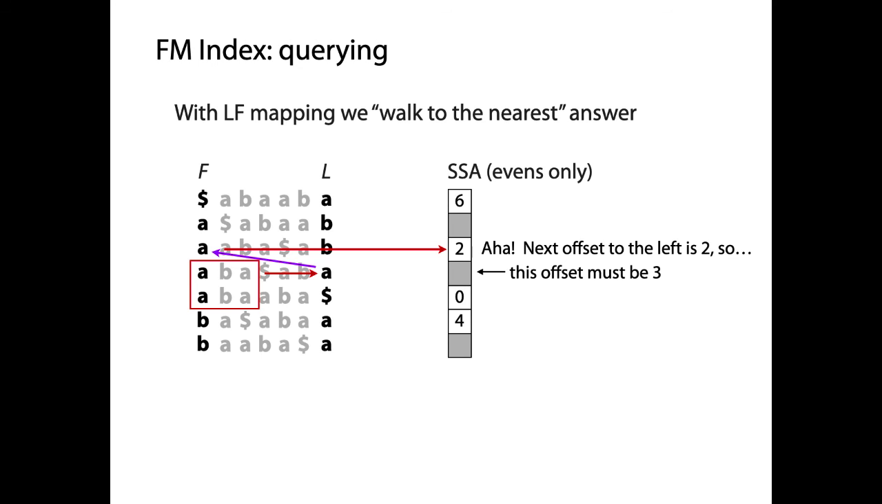So this is how the locate query would work. We still have to go through those matching steps, just like we did for the count query, but then there's an extra piece of work we have to do at the end, which is for every row in our range, we have to figure out whether it's in the sampled suffix array, and if not, we have to do some LF mapping iterations to find the offset with respect to the sampled suffix array.